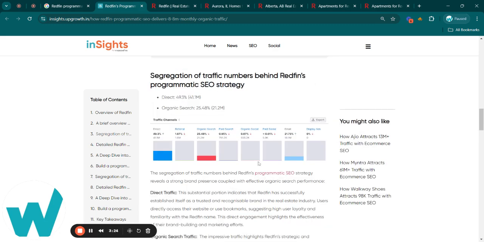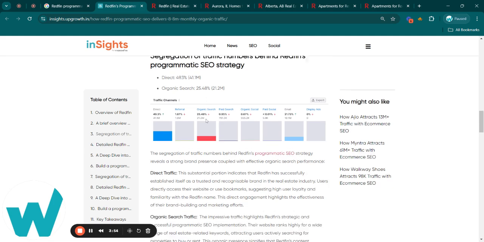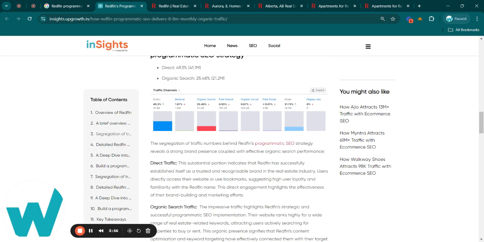So next section, let's analyze their traffic distribution. Redfin's traffic segregation shows a robust brand presence and effective SEO. Direct traffic at 49.3%, which is about 41.1 million. This indicates strong brand recognition and user loyalty, with many accessing the site directly. And organic search traffic accounts for 25.48%, reflecting successful SEO strategies that attract a significant number of users searching for real estate options. This combination demonstrates Redfin's effective reach in the real estate market, achieving over 62 million monthly visits through direct and organic channels.